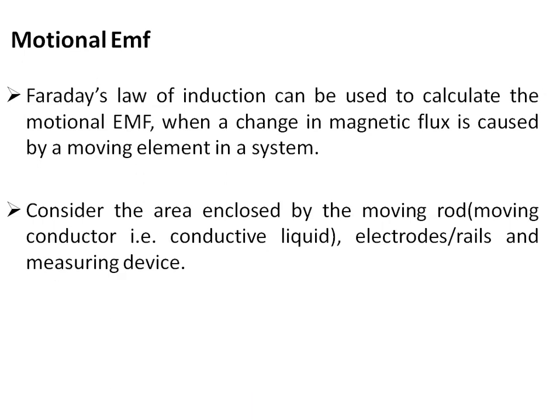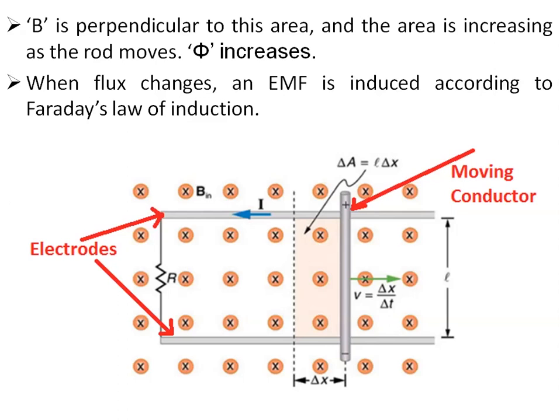Motional EMF. Faraday's law of induction can be used to calculate the motional EMF, and this is the basis for the operation of the electromagnetic flow meter. As per the equation, an EMF is induced whenever there is a change in magnetic flux. In the electromagnetic flow meter, this change in magnetic flux is caused by a moving element in the system, that is the conductive fluid. Consider the area enclosed by the moving rod, that is the conductive liquid, the electrodes and the measuring device, represented by the resistor, as shown in this figure.